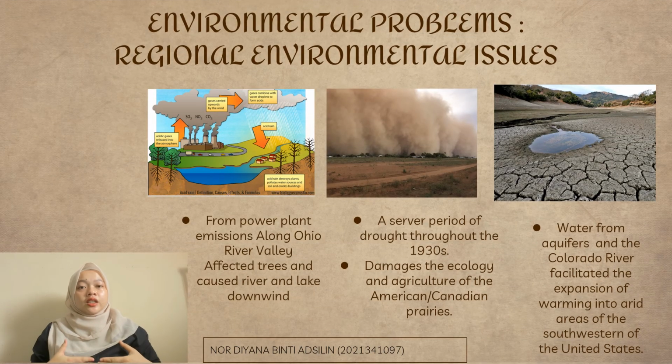Environmental problems, regional environmental issues. First, acid rain, basically from power plant emissions along the Ohio River Valley, affects trees and causes damage to rivers and lakes downwind. Next is sandstorm. A severe period of drought throughout the 1930s damaged the ecology and agriculture of the American and Canadian prairies. Last but not least, water shortage is when water from aquifers and the Colorado River facilitates the expansion of farming into arid areas of the southwestern United States.